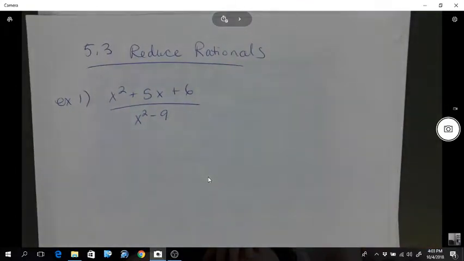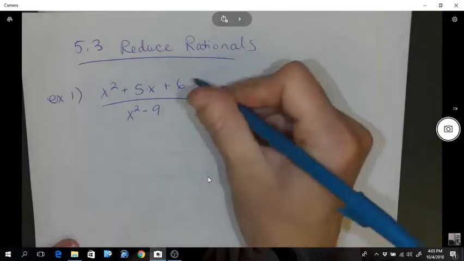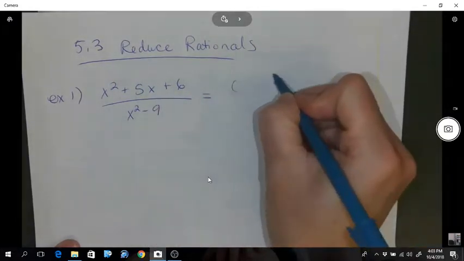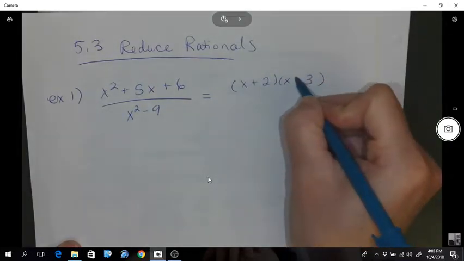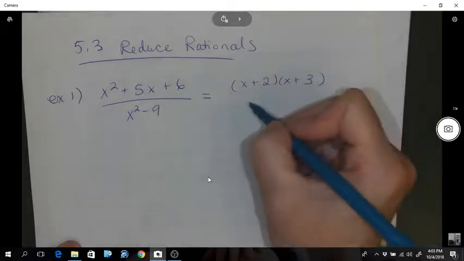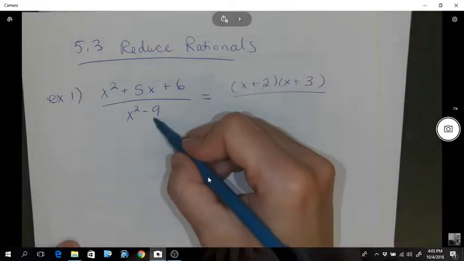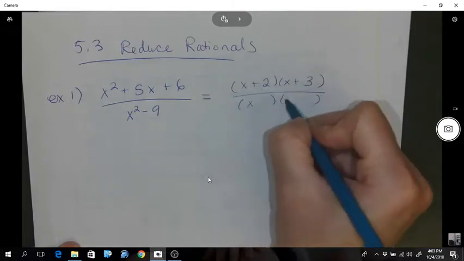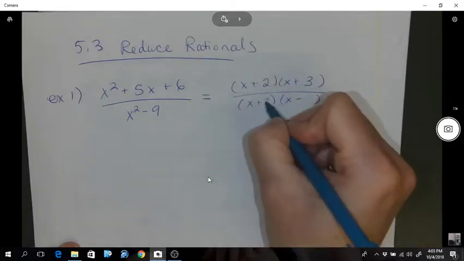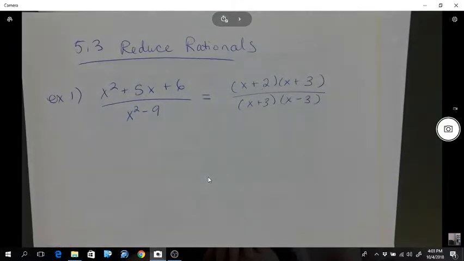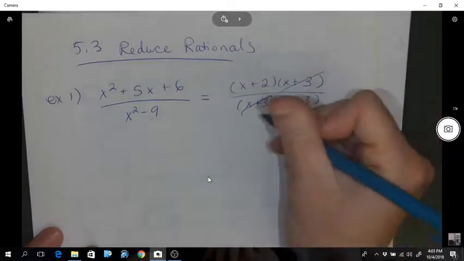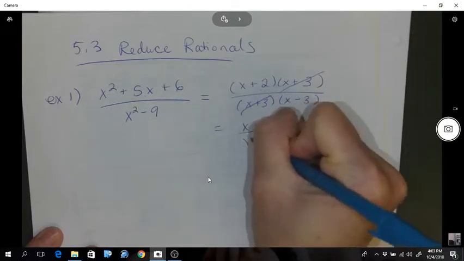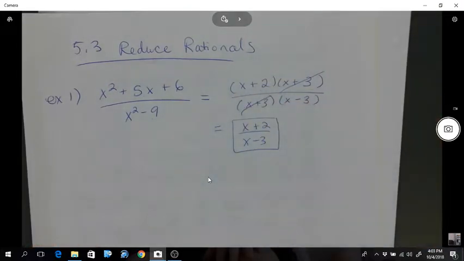So when you're reducing, step 1 is to factor as much as you can. Numerator, simple trinomial, 2 brackets, multiplies to 6, combines to 5 in the middle. Denominator, I see a difference of squares, 2 brackets, plus minus, and that number is a 3. And then you're just looking for what cancels. On this one, I'm going to cancel an x plus 3 in the numerator and denominator and end up with a final answer of x plus 2 over x minus 3.